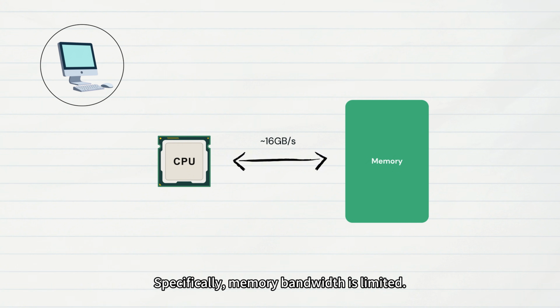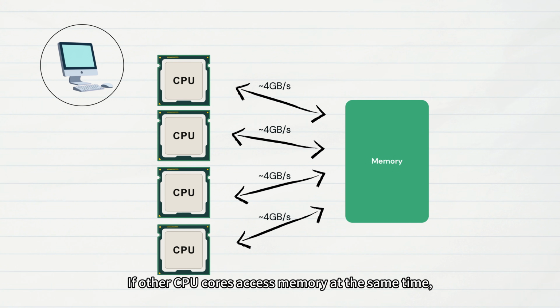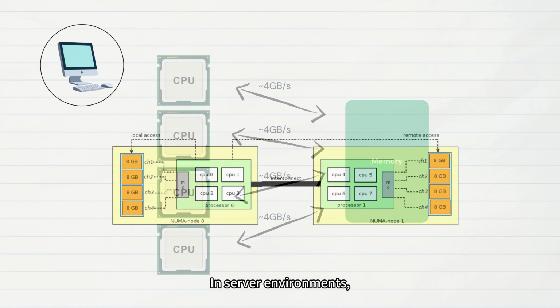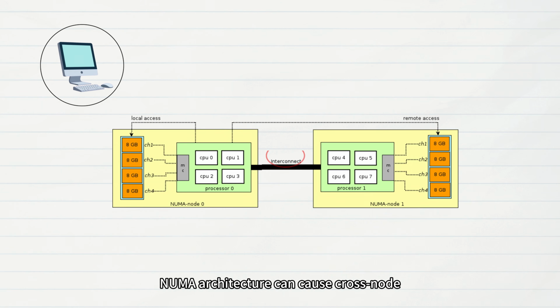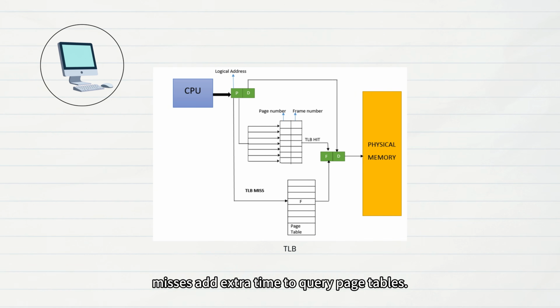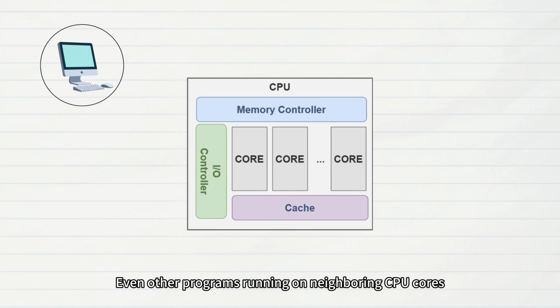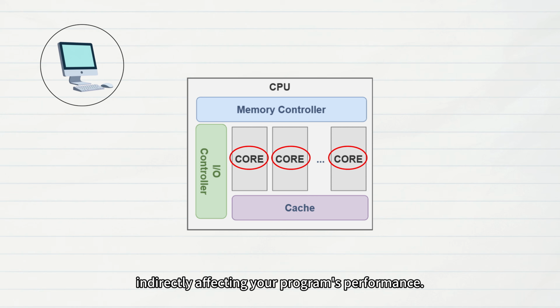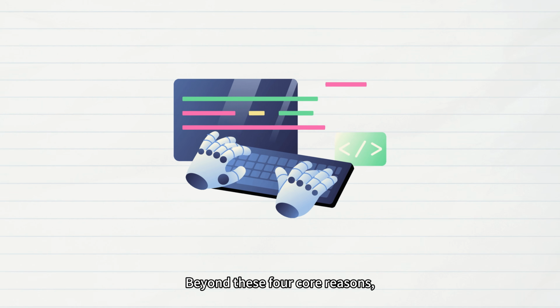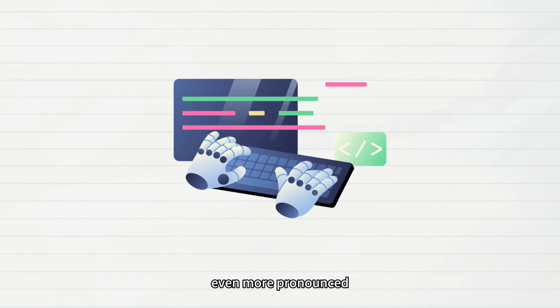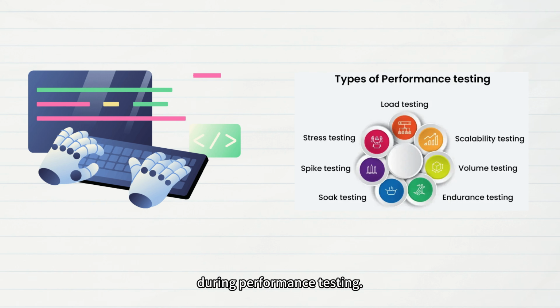Specifically, memory bandwidth is limited. If other CPU cores access memory at the same time, they compete for bandwidth, causing your program's memory access speed to plummet. In server environments, NUMA architecture can cause cross-node memory access latency to double. TLB, translation look-aside buffer, misses add extra time to query page tables. Even other programs running on neighboring CPU cores can compete for system buses and shared caches, indirectly affecting your program's performance. Beyond these 4 core reasons, there are several frequent hidden factors in daily development that make runtime fluctuations even more pronounced and that you need to watch out for during performance testing.